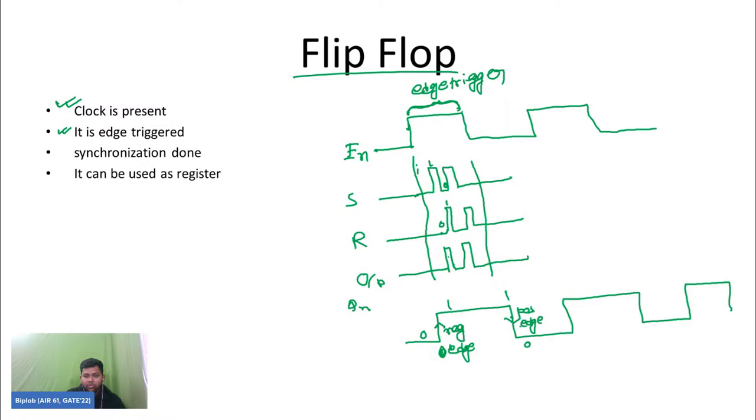If the flip-flop is positive edge triggered, then the output will change only when the clock changes 0 to 1. And for a negative edge triggered flip-flop, the output will change only when the clock changes its value from 1 to 0. That is called edge trigger. So a flip-flop is edge triggered, and we do synchronization using the clock. It can also be used as a register. A D flip-flop is one example of a register.